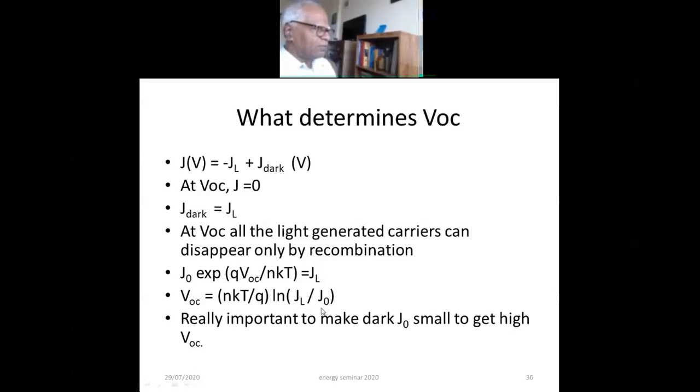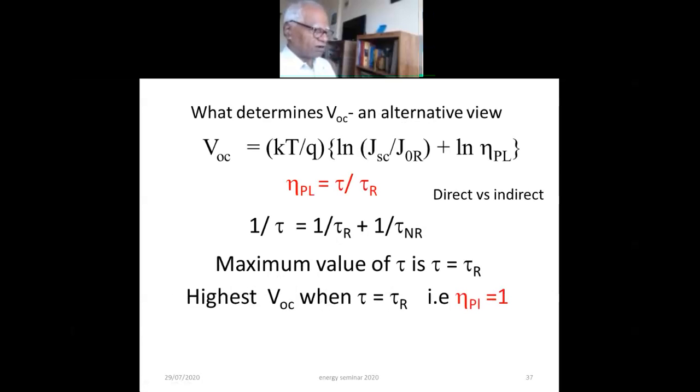J_0 determines the magnitude of V_OC. The smaller the J_0, the larger the V_OC. And that is why it's important to get your J_0 down to very small values. And that you can understand from the dark current. So there's another way of looking at this.